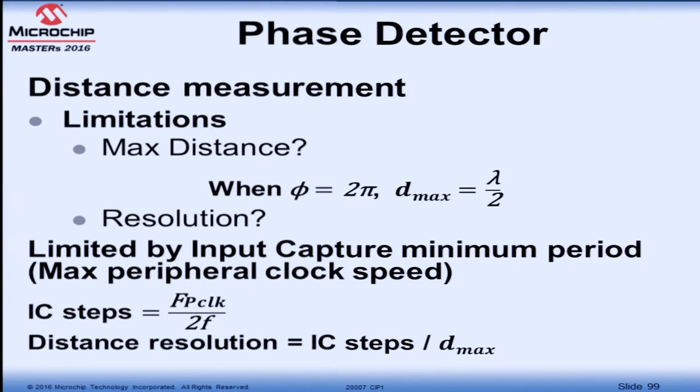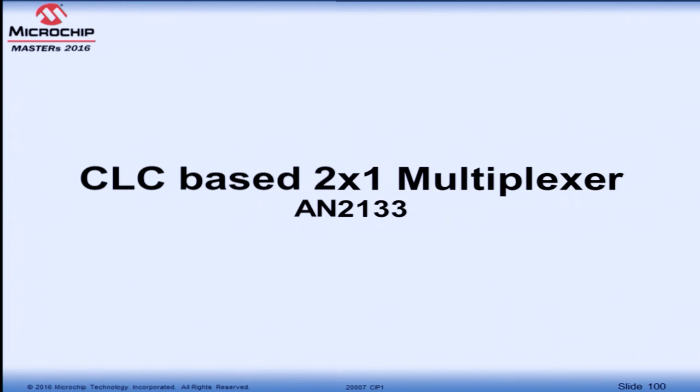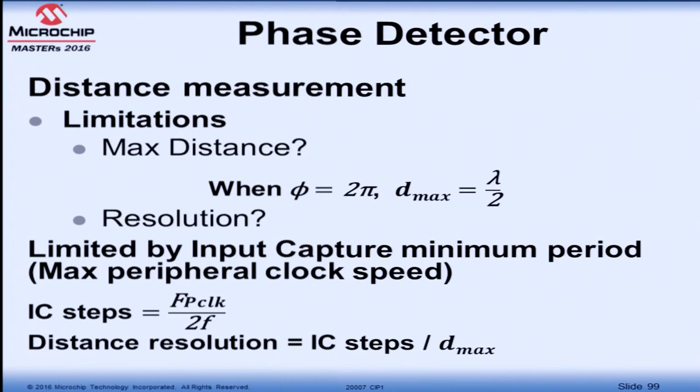There's a couple limitations with doing it this way, such as the maximum distance. We can see from the math that when our phase becomes a whole wavelength of 2 pi, our maximum distance is half a wavelength, so going out and reflecting, coming back. And there's a limitation to the resolution as well, which is mainly imposed by the input capture. How fast can you run the input capture? What's the minimum period you can detect, and how many of them? Any questions on the phase detector or distance measurement?